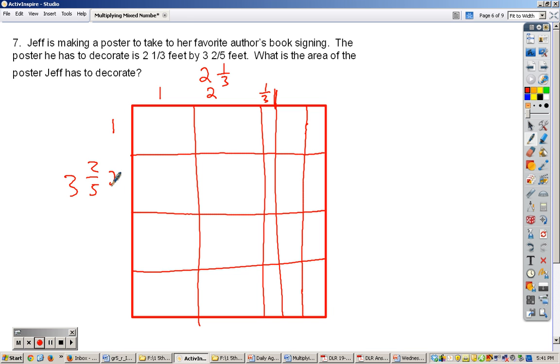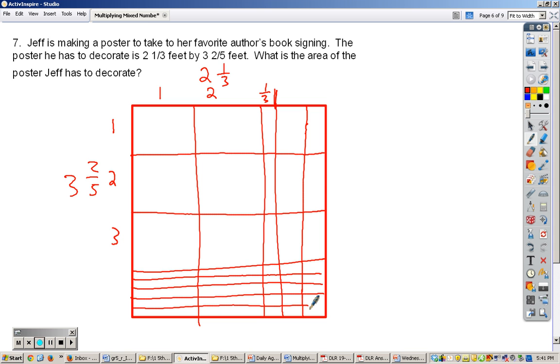1 down, 2 down, 3 down. Well, now I have to break this last section into fifths. Okay, so 2/5. So here's 1/5, then 2/5. So I stop here. Now I figure out my area. So it goes from here down to here. And tomorrow on the test, you are perfectly allowed to use a highlighter on the test to highlight the area of your array if it makes it easier for you.